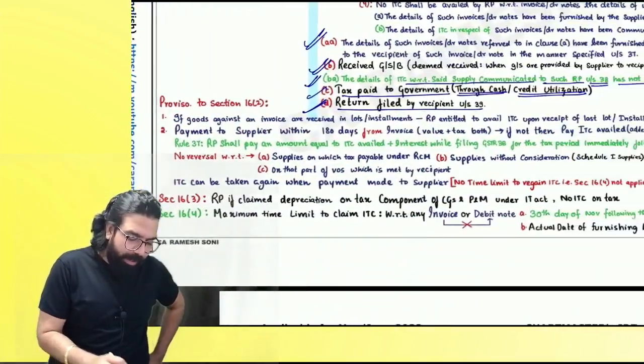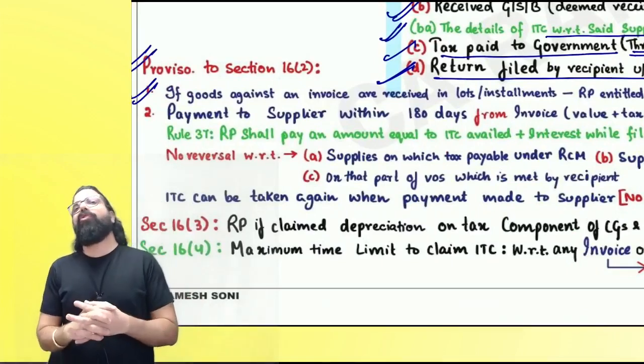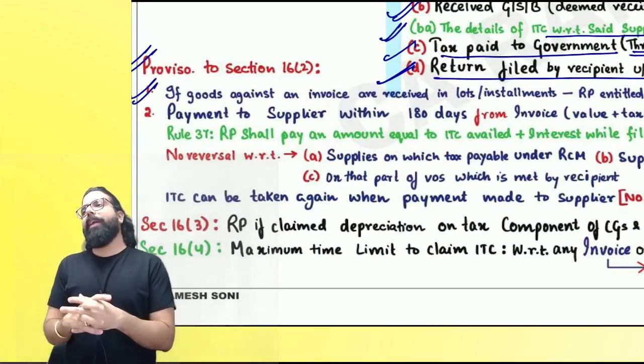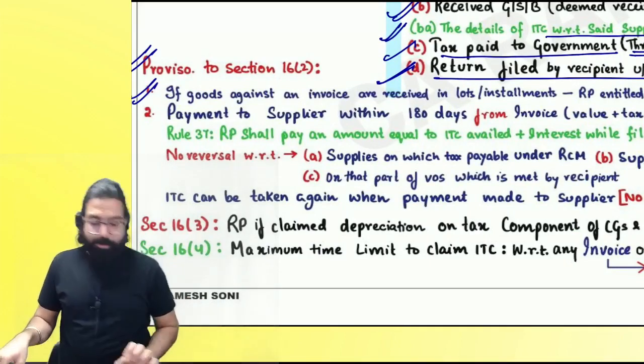The next one over here is a proviso, which says, if you receive the goods in installments or lots, you can take the credit of the invoice on the receipt of the last installment or last lot.